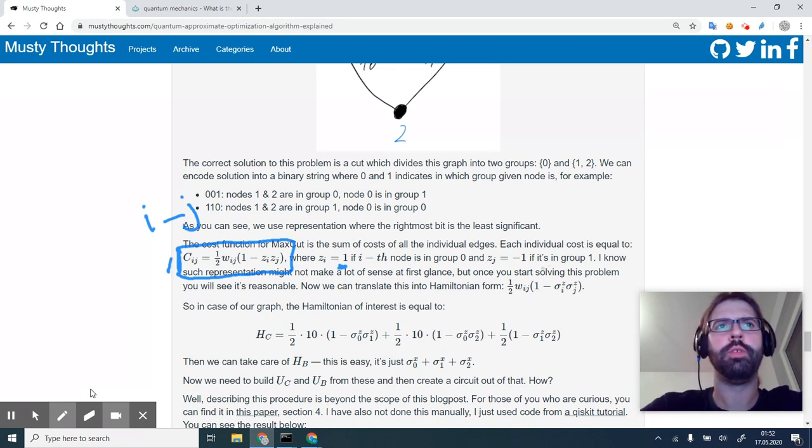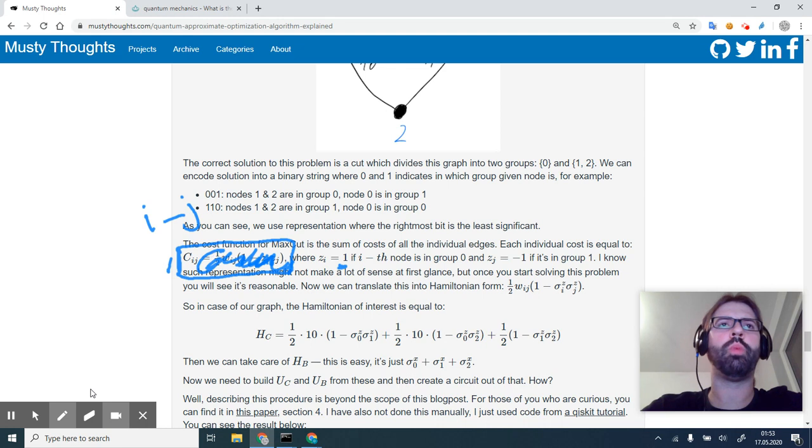If the ith node... Okay, I get it. So if they are in different groups, this is going to be minus, right? Exactly. And so then we're going to actually count this. If they are in the same group, then this will actually cancel out, and so the whole thing is ignored. So this means we're ignoring the cost of the elements that are in the same group, and we're only counting the ones which are in different groups.